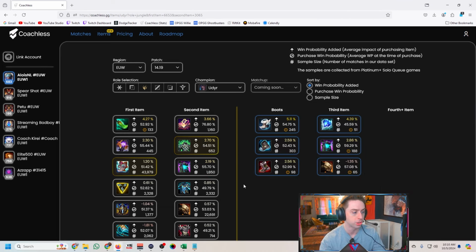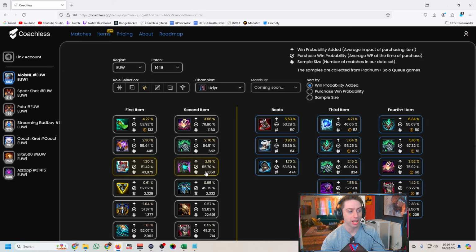Both of them will increase your odds of winning the game by anywhere from 2 to 3% just by building the item. In addition, with the second item combo of Spirit Visage and Leandre's, you have overall a 54% win rate. Unending Despair is slightly better at 55.7% because it makes sense. There's a lot of AD champions in the meta right now, especially if you're going Sorcerer's Shoes. This item is really good because you're doing extra magic damage to them and healing extra as well.